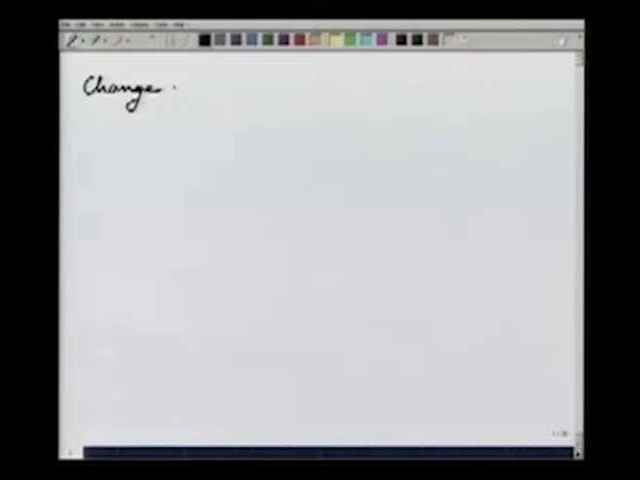So in today's lecture we are going to talk about change of variable in double and triple integral.